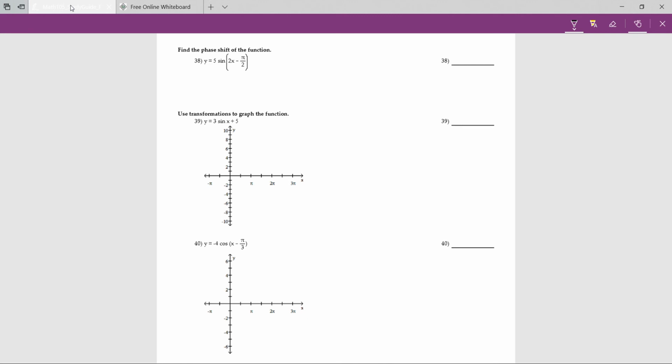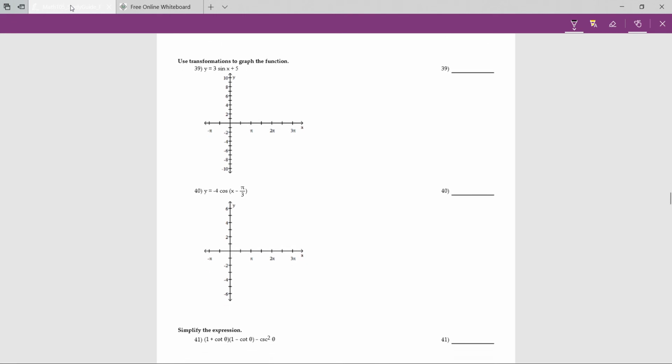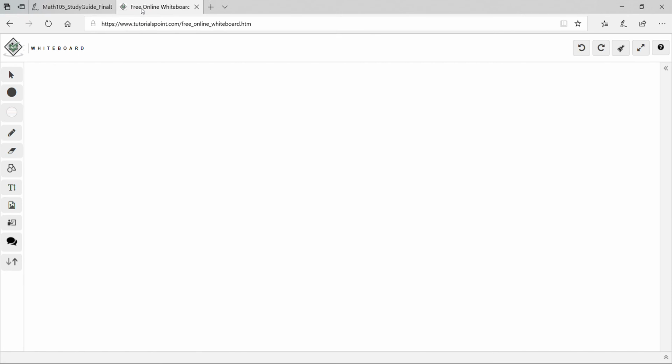Okay, so I'm not going to do number 40. I'll give you some help, but then you could do the rest. So on number 40, we have y equals negative 4 cosine of x minus pi halves.